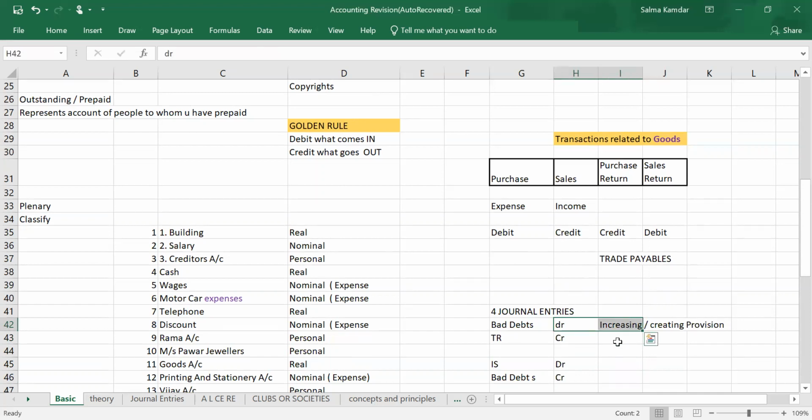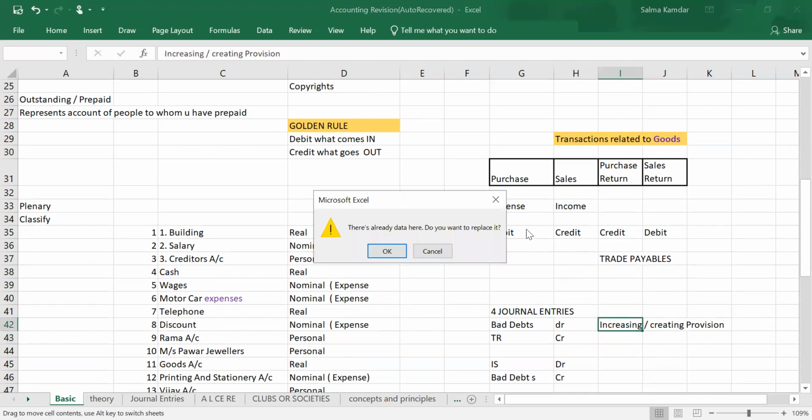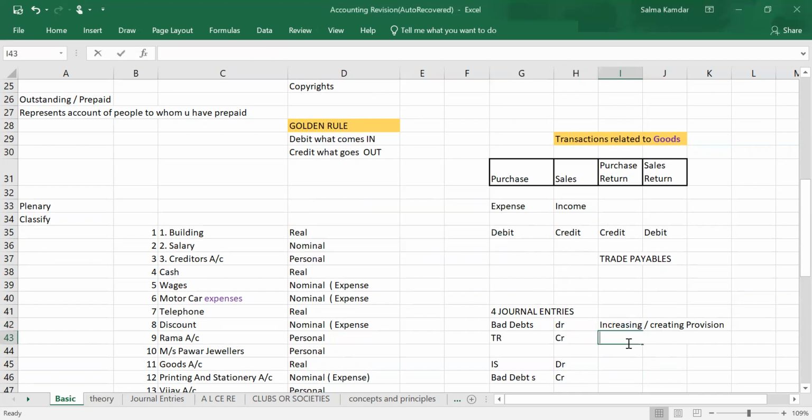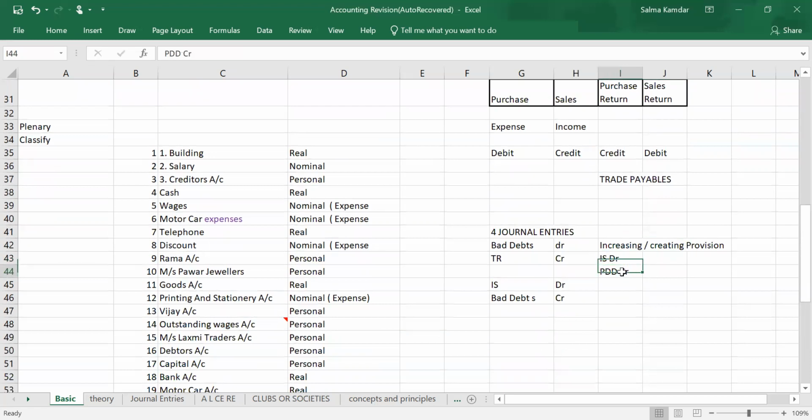The journal entry to increase or create the provisions would be income statement debit, PDD credit. Not bad debts credit. PDD credit. Okay, the journal entry to increase or create provisions is income statement debit, PDD credit. What will be the journal entry to decrease your provisions? PDD debit, income statement credit.